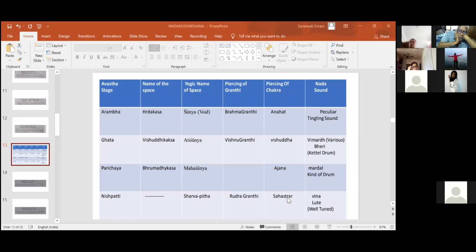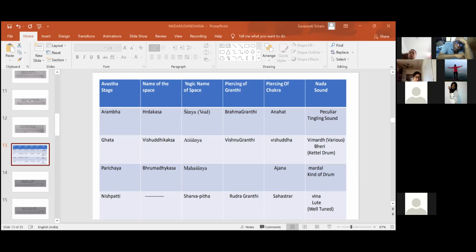That is Sahasrara Chakra. The moment this Rudra Granthi is pierced, this chakra will get activated. You will hear the sound of Veena and flute. These two sounds will be heard, well tuned. You will feel as though somebody is performing an orchestra, giving a performance. So these are the four stages which you have to remember very clearly.